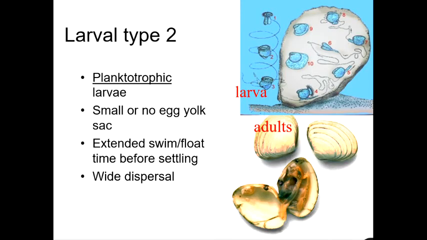Larval types of the other major form are called planktotrophic, and these are larvae that are spit out, first of all, in much, much larger numbers, and they either have no egg yolk sac or a very small one, so they have to feed while they are in the plankton, meaning those little planktic microscopic creatures have to eat other little planktic microscopic creatures and plants. And some of these can have an extended swim or float time of many, many weeks.